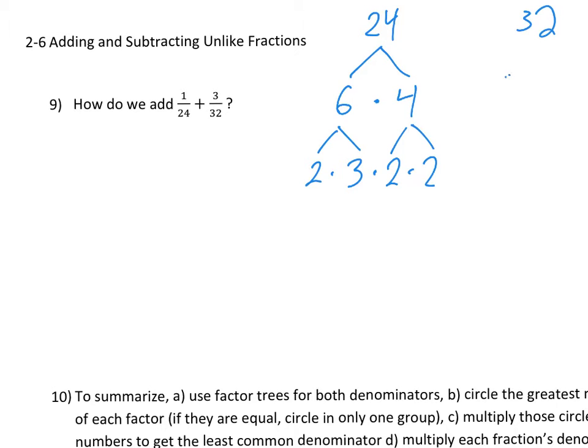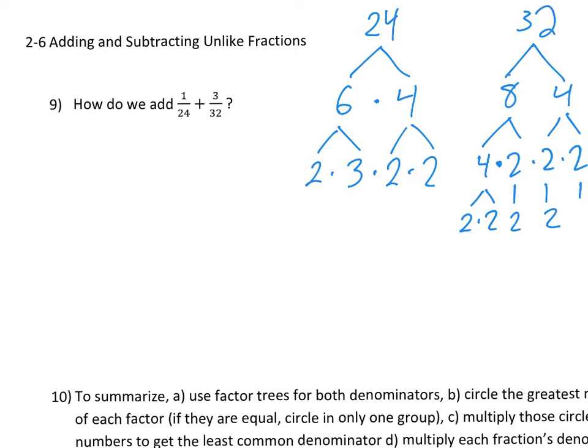Okay, so 32, the two factors that are closest together that I can come up with are 8 times 4. 8 can break down into 4 times 2. And 4 is 2 times 2. The 4 can go a little bit further to 2 times 2, and then I can just bring down the rest of the 2's, and I end up with 5 2's being multiplied together.